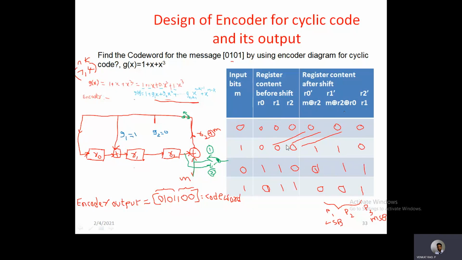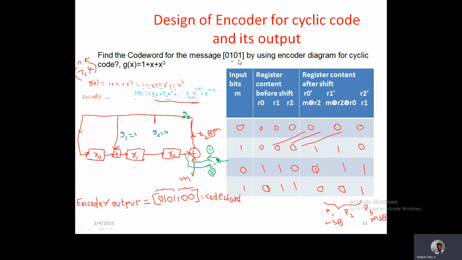R2 dash is equal to R1. What is R1 here? 0. So the same will be repeated. Next, the third message bit input is 0. For this shift operation, these contents will be considered as the previous values. So repeat this once again, and based on these 4 values, find the next values. R0 dash is equal to once again M XOR with R2, that is 0, and R1 dash is equal to M XOR with R2 XOR with R0. So these 3 values XOR is equal to 1. Next, R2 dash is equal to R1. What is R1 here? 1. So 1 will be there.